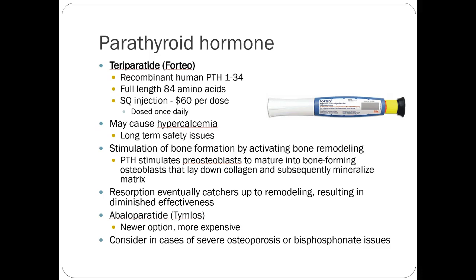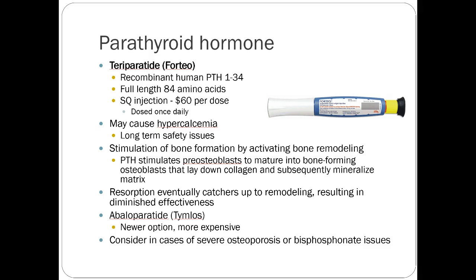Parathyroid hormone. So we have a couple analogs. Teriparatide or Forteo is the older drug in the category, and it's a recombinant human parathyroid hormone, which is not the full parathyroid hormone sequence, but it's got 1 through 34. The full length is 84 amino acids, so it's a little bit shorter than the full chain. It's a subcutaneous injection. It's kind of expensive, but it's dosed once daily. So not maybe the most convenient choice. A lot of people balk at the idea of injecting themselves with something unless they're used to that, like a diabetic patient or something.